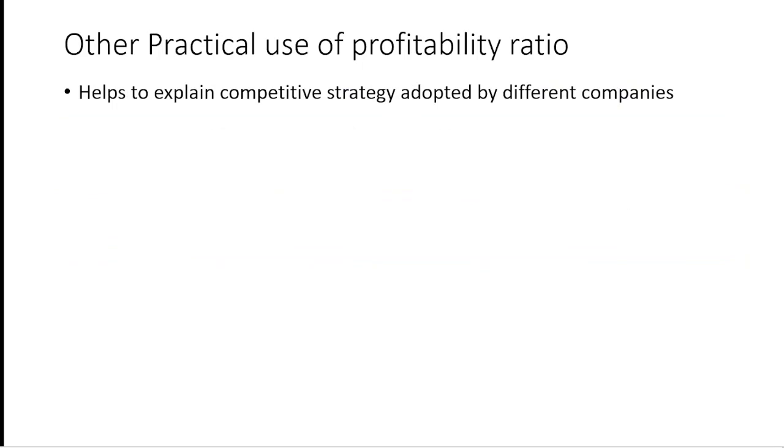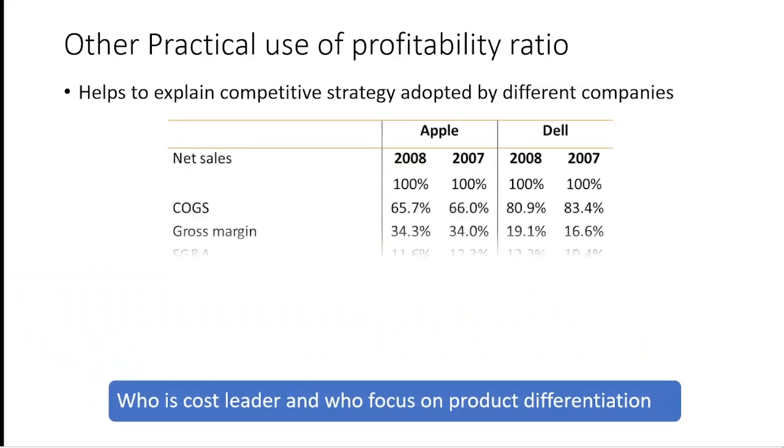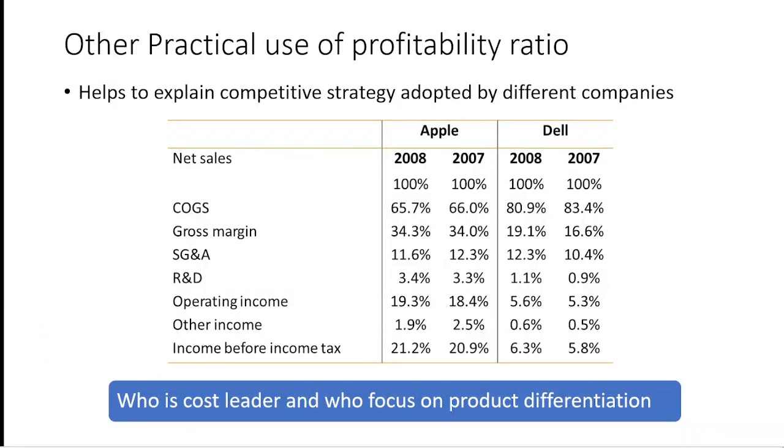Then there are other practical profitability ratios. It helps to explain the competitive advantage adopted by different companies. Let's look at an example where we compare Apple and Dell in 2007 and 2008. So here you have Apple 2008 and 2007, and Dell 2008 and 2007. The COGS of Apple is 66%, while Dell is say 80%. So which one of them is a cost leader? You would say the cost leader is definitely Dell, because their margin on their sales is very little, only about 20%, while Apple is charging 35%.